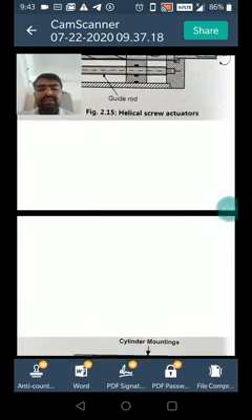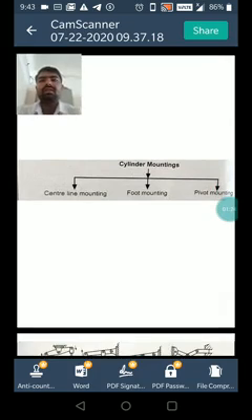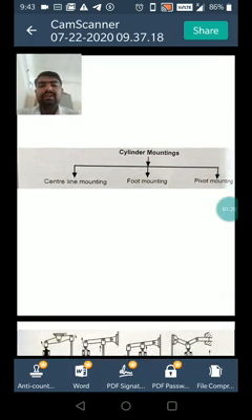Okay, then the next one is mounting of hydraulic cylinder. In this there are three types of classification of mounting of cylinder. First one is center line mounting, then foot mounting and pivot mounting. First we'll see the explanation of center line mounting.